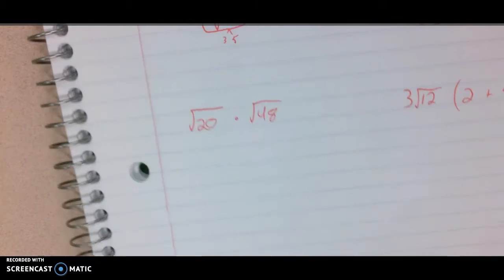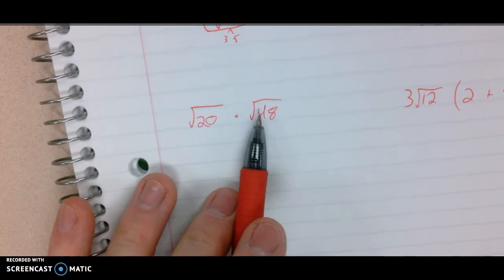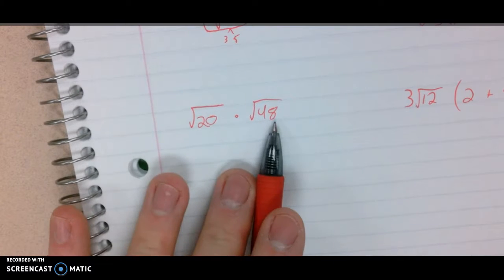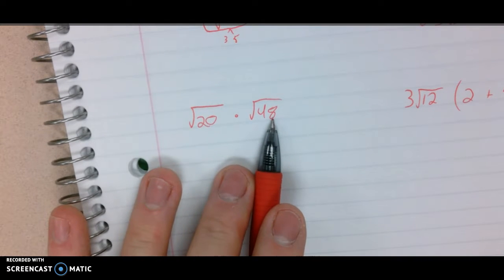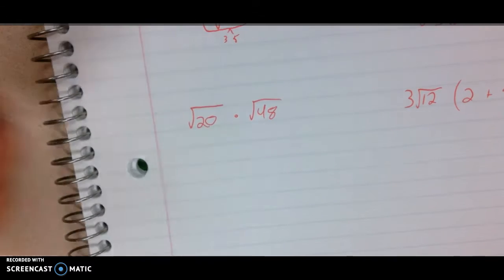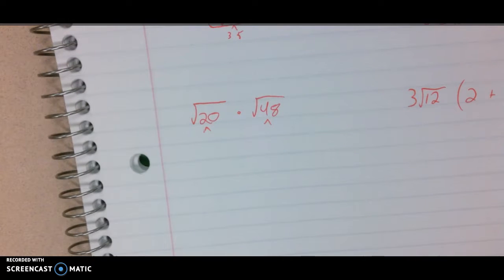Let's go on to some more complex type problems. Here we have rad 20 times rad 48. If I were to multiply these straight away, 20 times 48, that's going to be a pretty gargantuan number, and I don't really feel like doing a prime factorization on that. So what I'm going to do first is see if maybe we can factor this thing out and simplify it.